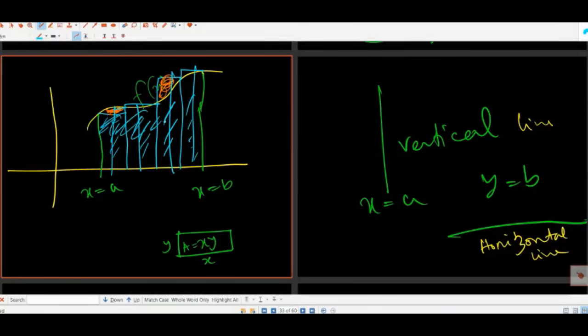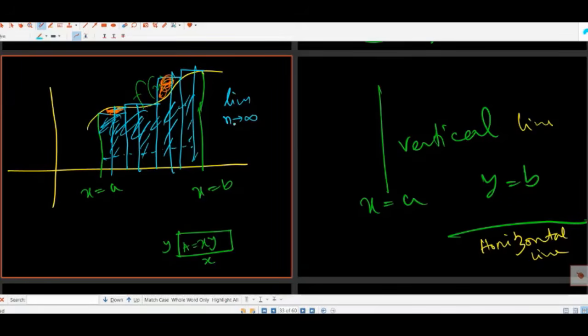So area will become more and more closer to the exact area. And these things will be just exact to the main area if the number of rectangles becomes infinity. If the number of rectangles that we are thinking goes to infinity. So limit n tends to infinity.